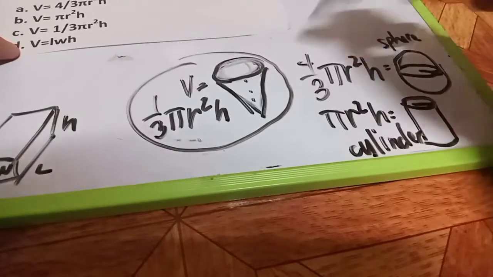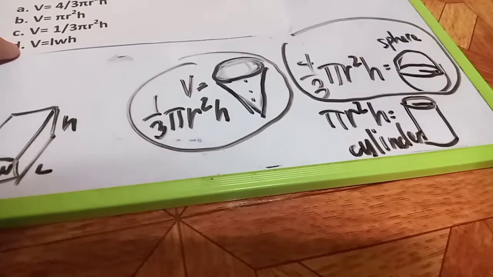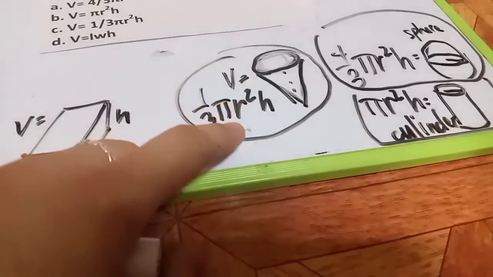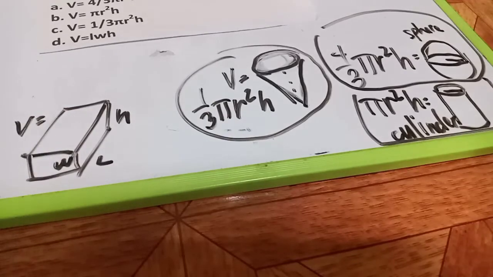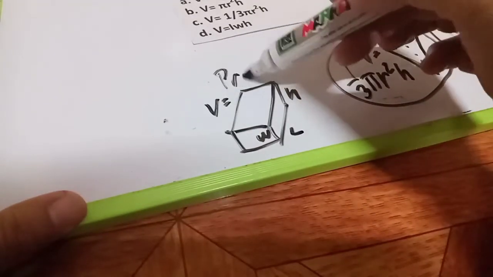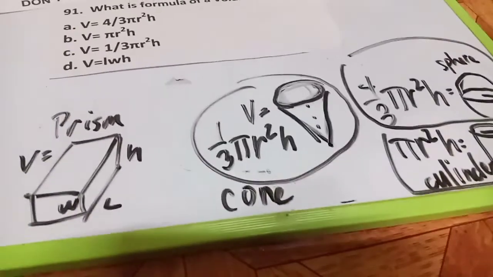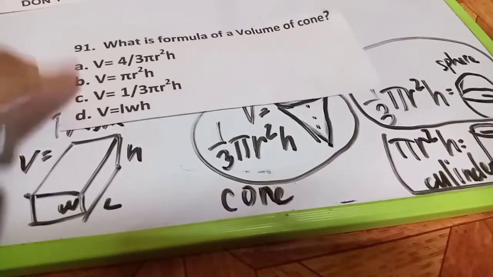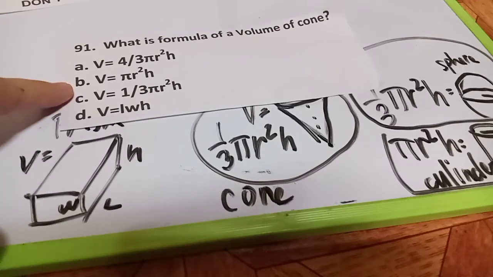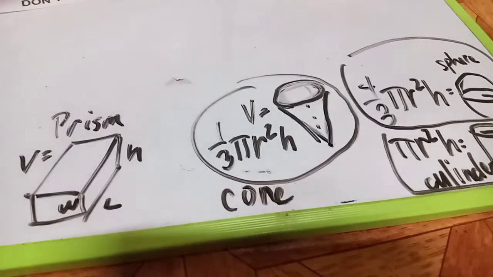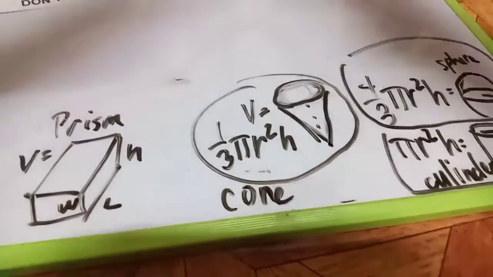So, sphere, cylinder, and then the cone, and then the prism. This is the cone. Okay, look at the difference. They're asking for the cone, so the answer is letter C. So, let's proceed to number 92.